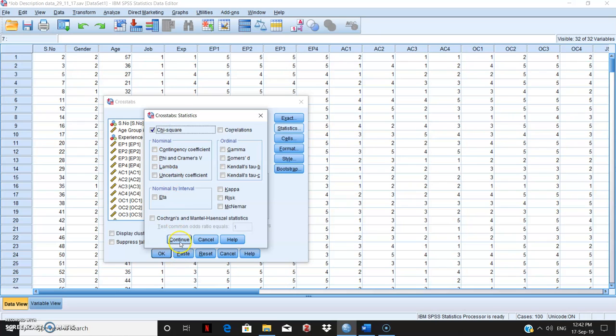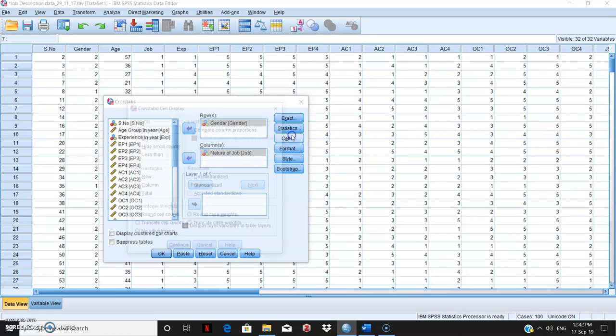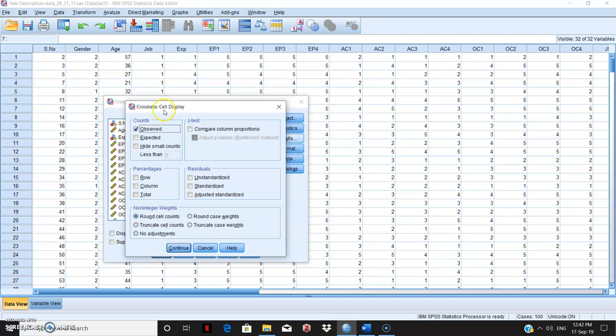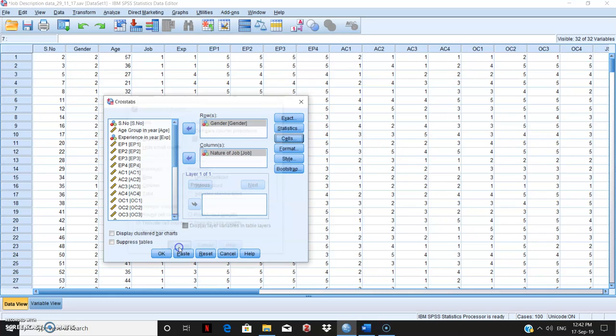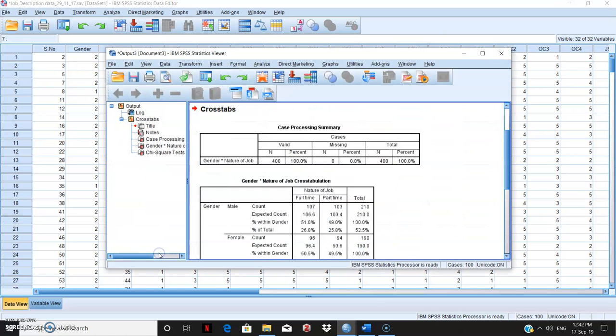You tick that, you continue here, and under the Cells option, the observed counts will anyway be displayed. Do you want the expected counts to be displayed? Do you want the row percentages or the column percentages to be displayed? Remember, the row percentage will give you different data when compared to the column. So as a researcher, you need to know what it is that you are interested in finding. That will determine it. For instance, I am clicking the row percentage and the total percentage here, and I say continue. Then I come here and I say okay.